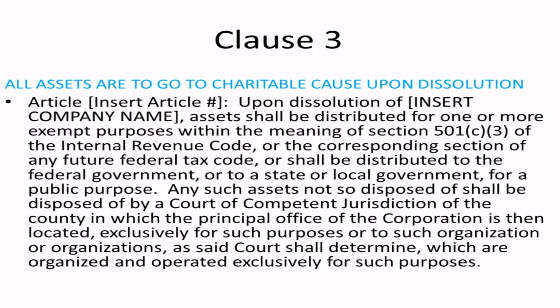Then clause number 3, all assets are to go to charitable cause upon dissolution. So that has to be there because they want you to make sure that if you close, you're going to use all the money that you raised for your exempt cause. There's the legalese there. You're going to copy and paste that, put your name in there, and voila.